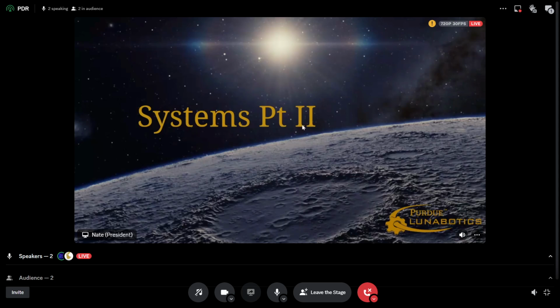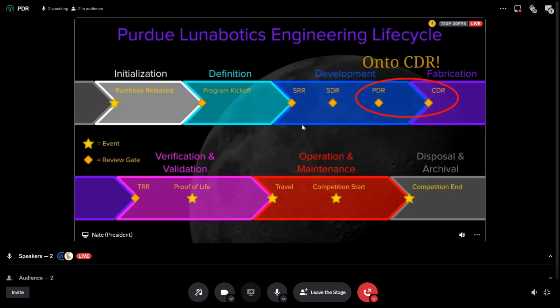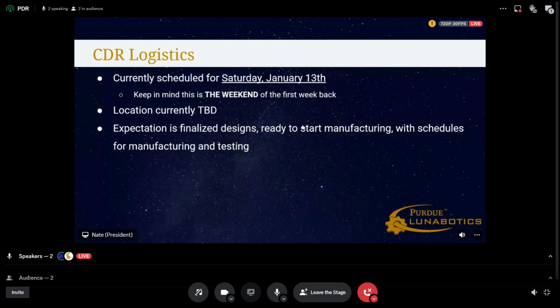So, yeah, we finally made it through. At this point in our engineering life cycle, we have passed PDR and we are on to CDR. CDR is currently scheduled for Saturday, January 13th. The location is to be determined, but hopefully will be here. Keep in mind that this is the weekend we get back after that first week. Make sure you're spending some time to get everything ready by then.